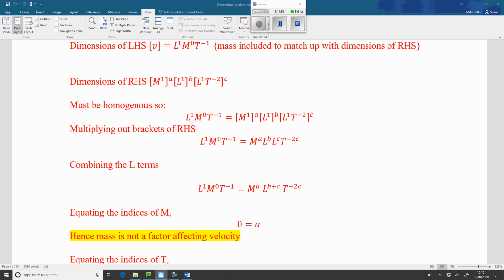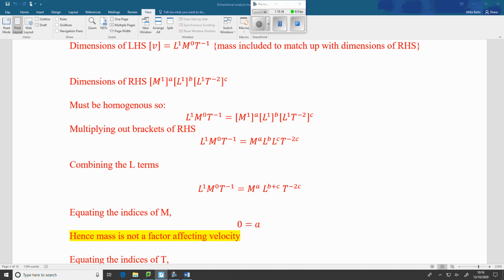Okay. So, from that, if n to the power of 0 is equal to n to the power of A, then A must equal 0. What that says is mass is not a factor. It isn't in the left hand side and it isn't in the right hand side. A is equal to zero. Therefore, mass does not affect the velocity.